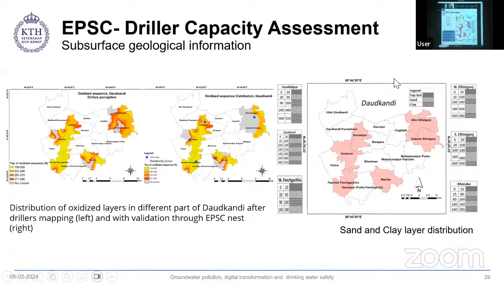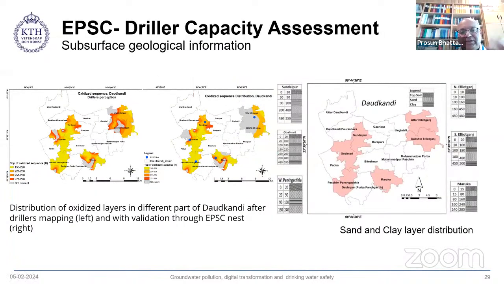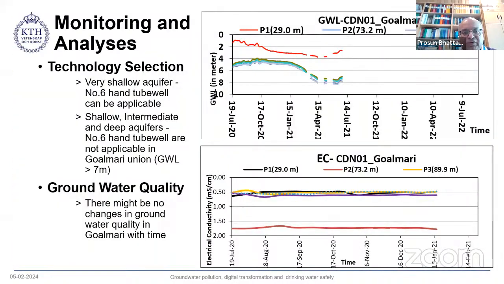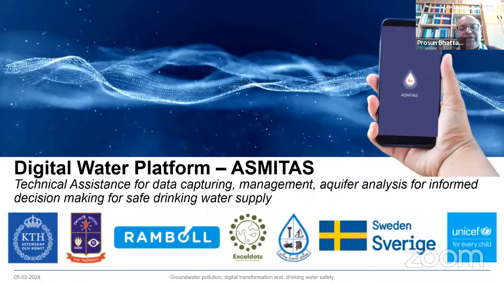And then this is our knowledge about the sediment layers here, and these are some of the aspects of the field operations of these local drillers. The next aspect is monitoring and analysis. Here we talk about understanding the groundwater depth variations. This is normally done now through digital data acquisition through different sensors, and then what we see, the digital water platform.